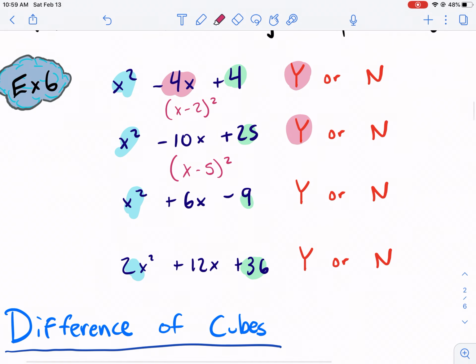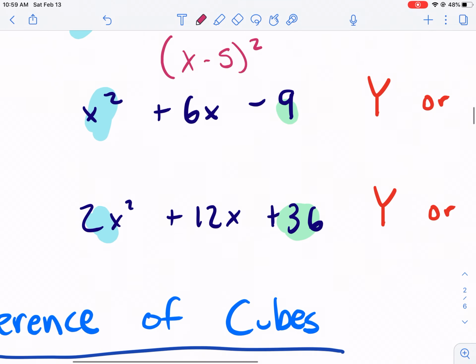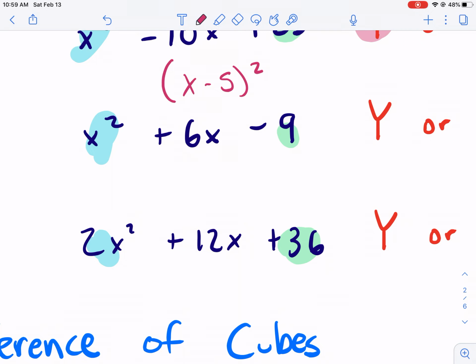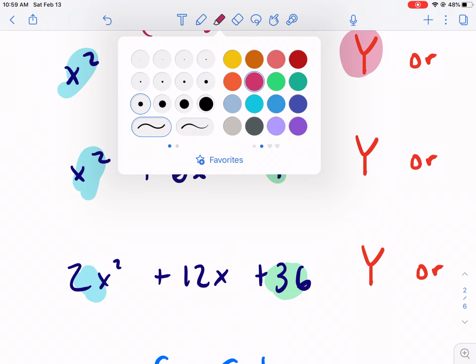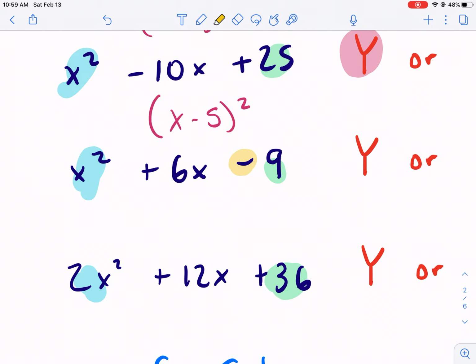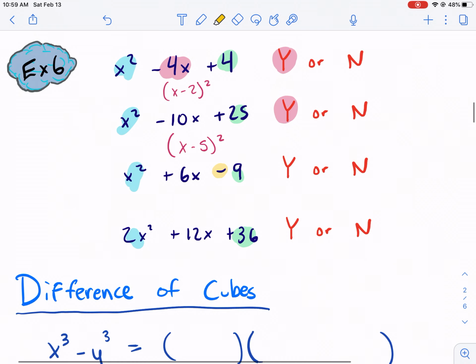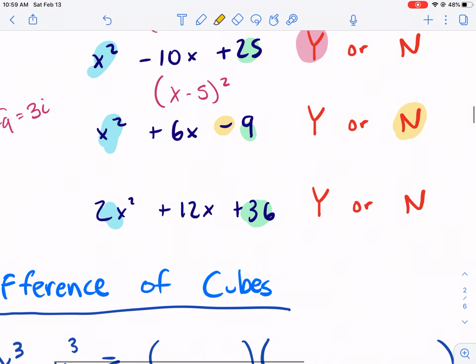Okay? Then we have x squared plus 6x minus 9. The square root of 9 is 3. Here's something, though. Look at this. What's the square root of negative 9? See how there's a negative sign in front of it? Anytime you have a negative sign in front of the third term, it's impossible to take the square root of that. The square root of negative 9 is actually 3i, imaginary 3. So this is not a perfect square because you can't take the square root.